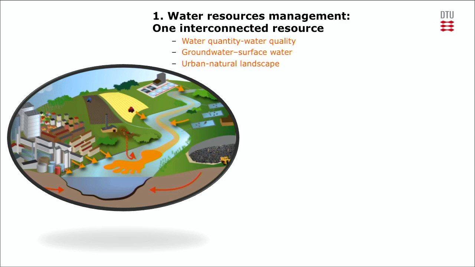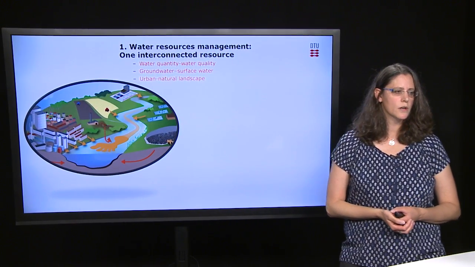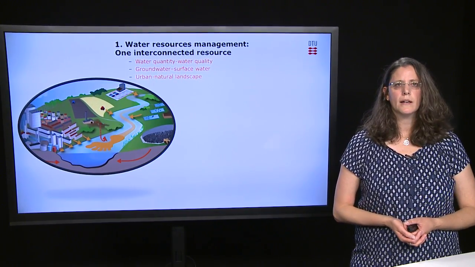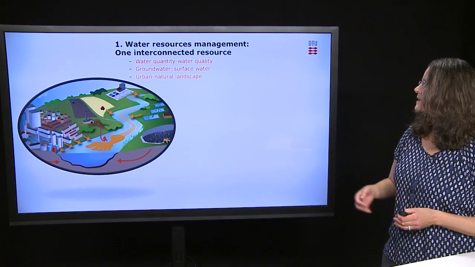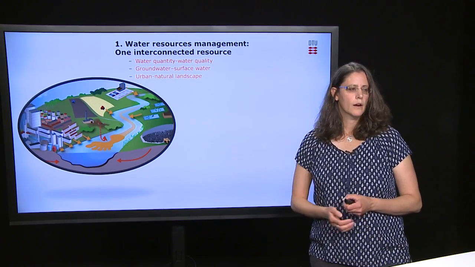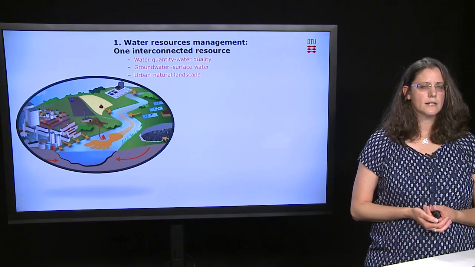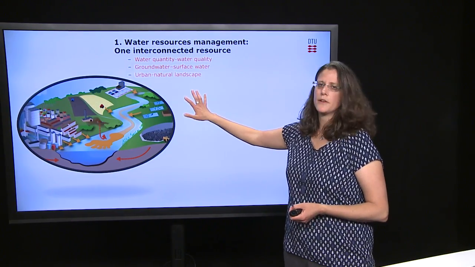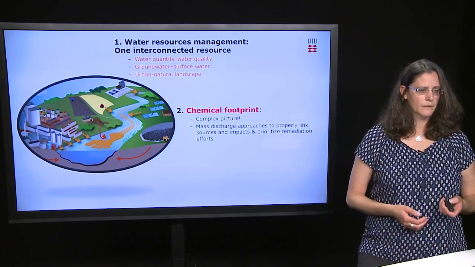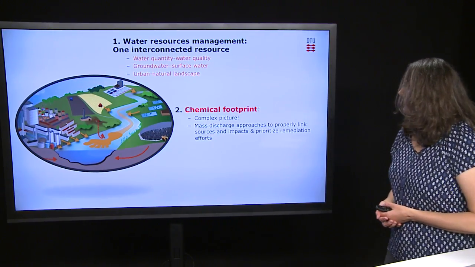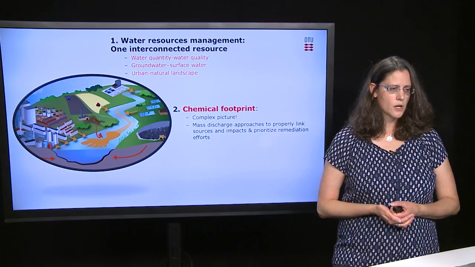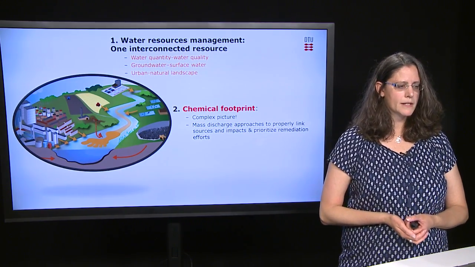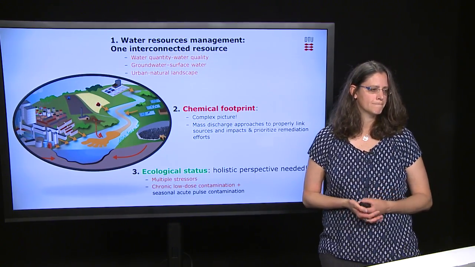So the take-home message is really that when we're talking about water resources management, this is one interconnected resource. So we need to deal with water quantity and water quality at the same time. We need to take care when compartmentalizing impacts to both groundwater and surface water, as these are also interconnected. And that also goes for both the urban and natural landscapes, which can really affect each other. With respect to the chemical footprint, this is really a very complex picture. And in dealing with this, we need mass discharge approaches to properly link sources and impacts and prioritize remediation efforts.